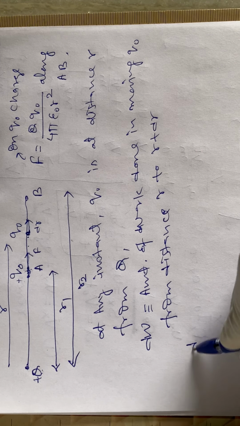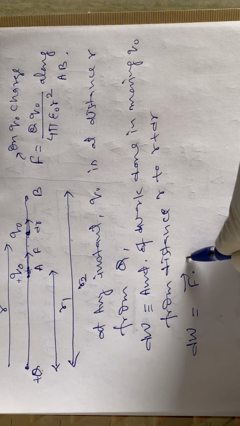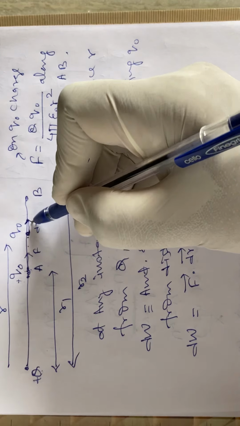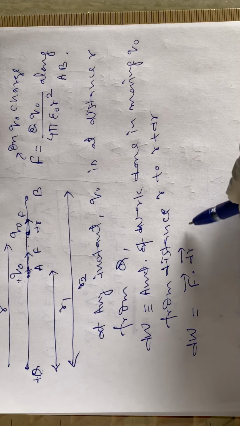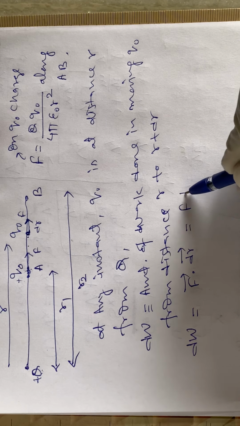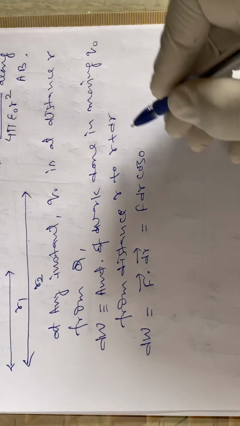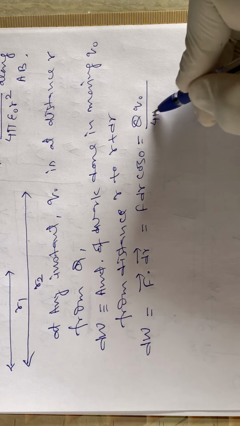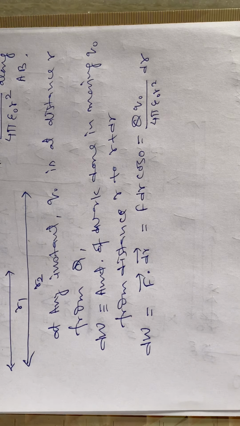So how can we write it? We can write that dW equals F dot dr. Since force is in this direction and displacement is also in this direction, the dot product is going to be F dr cos 0. Or we can write it as Q Q naught over 4 pi epsilon naught R square into dr.